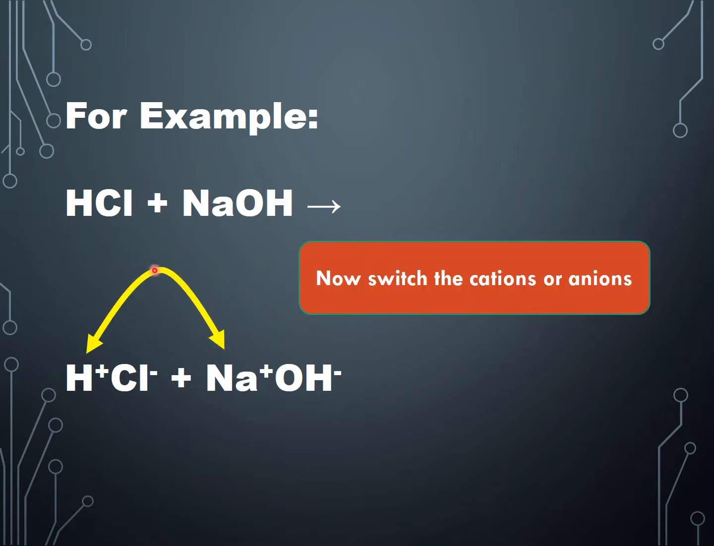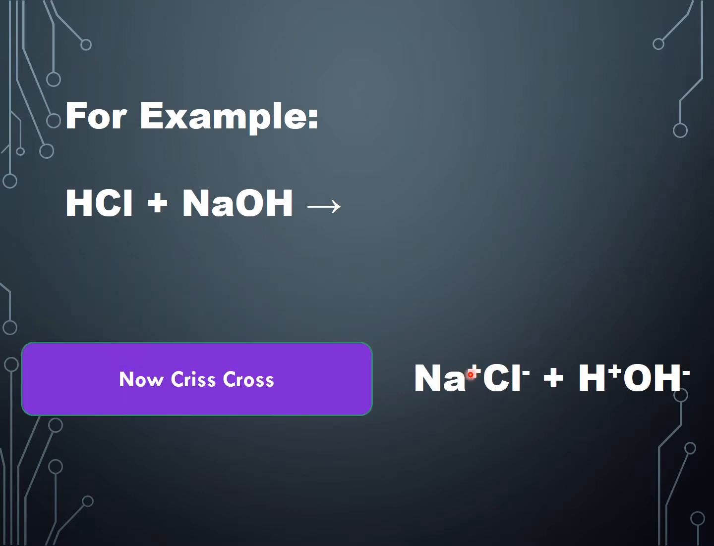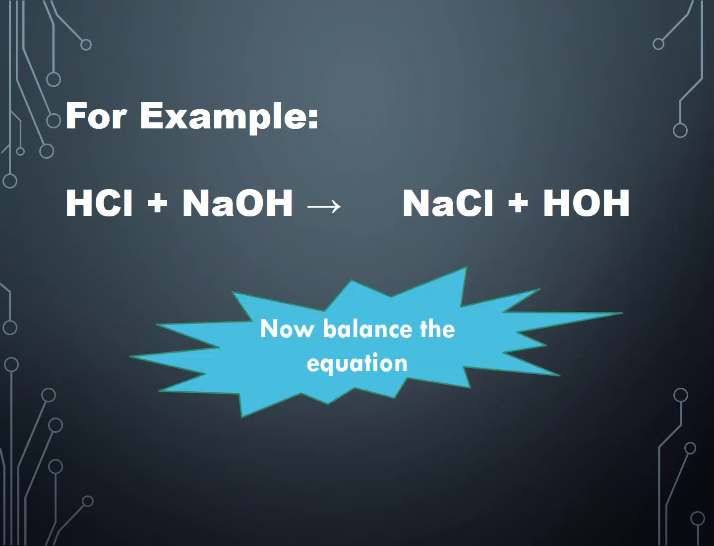Next, we perform a double replacement reaction, so we just switch the H and the Na. So these reactants become these products. We now have Na with the Cl and H with the OH. We need to crisscross these, but in this example, everything has either a +1 or a -1 charge, so we don't really end up with any subscripts. We end up with NaCl and HOH. Another step would be to balance this equation, but there's no need for that either since it's already balanced.